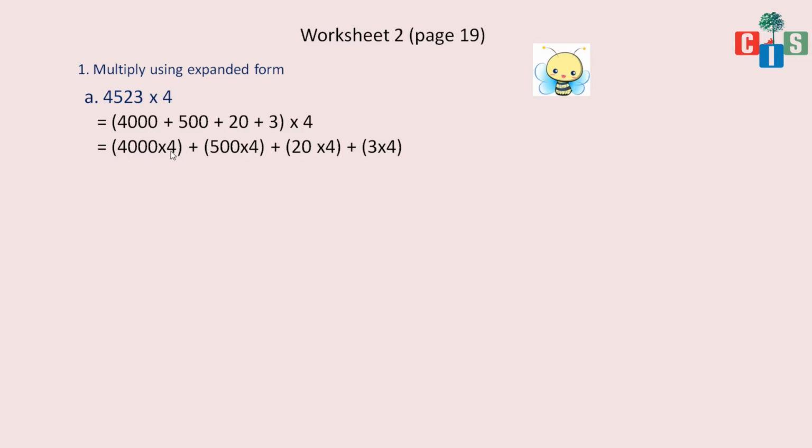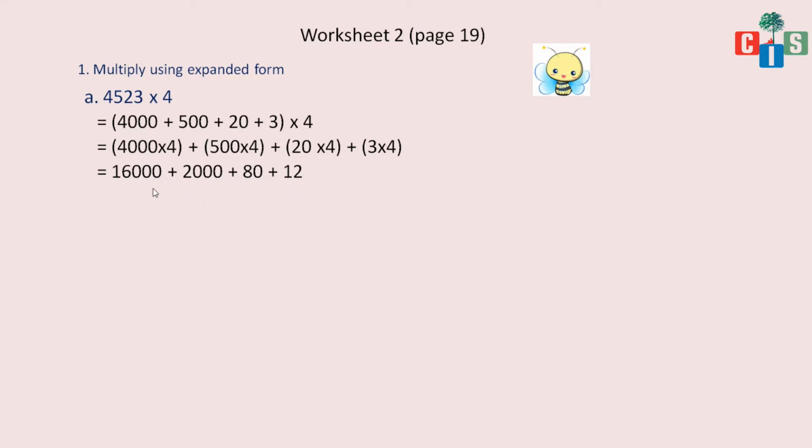Okay, so 4 is going to 4,000 plus 500 multiplied by 4 plus 20 multiplied by 4 plus 3 multiplied by 4. Okay, now you know 4 4s are 16 and then 3 0s, then plus 5 4s are 20 and then 2 0s are there, then 4 2s are 8 and 1 0 and 3 4s are 12. Okay, now you have to add this.